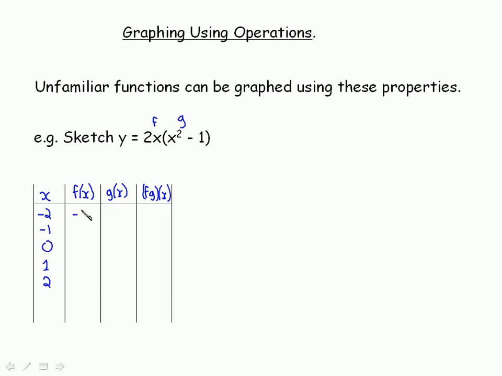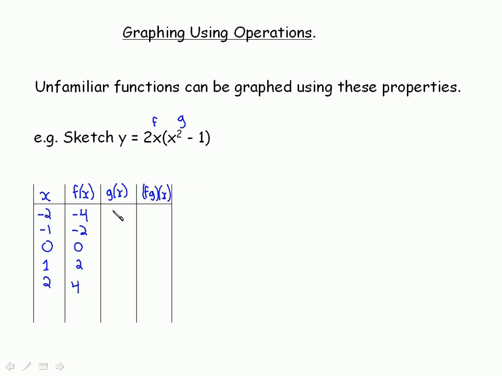It's 2 times -2 is -4. And then you replace x as -1. 2 times -1 is -2. 2 times 0 is 0. 2 times 1 is 2. 2 times 2, 4. And then the g function, we replace x with -2.